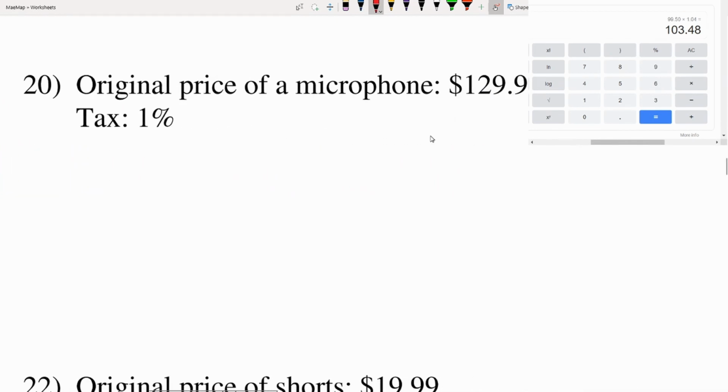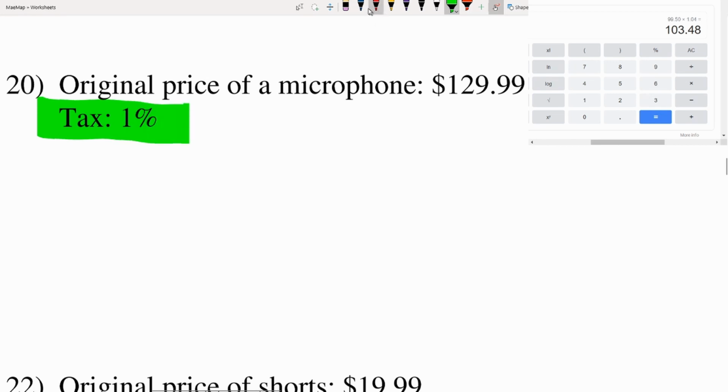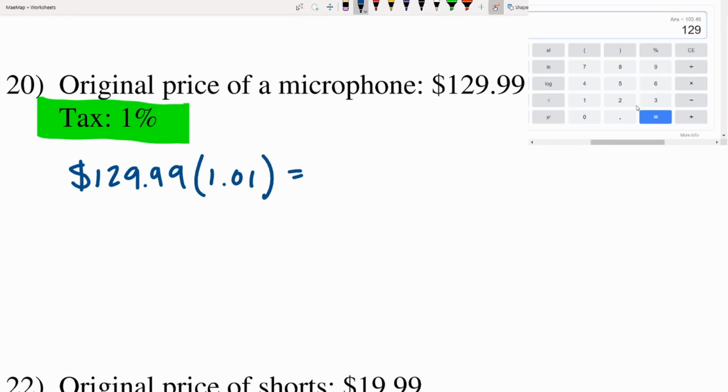For number 20, the tax is only 1%. So we're going to take that original purchase price and multiply it by 1.01. 129.99 times 1.01 will give us $131 and rounding up to 29 cents. $131.29.